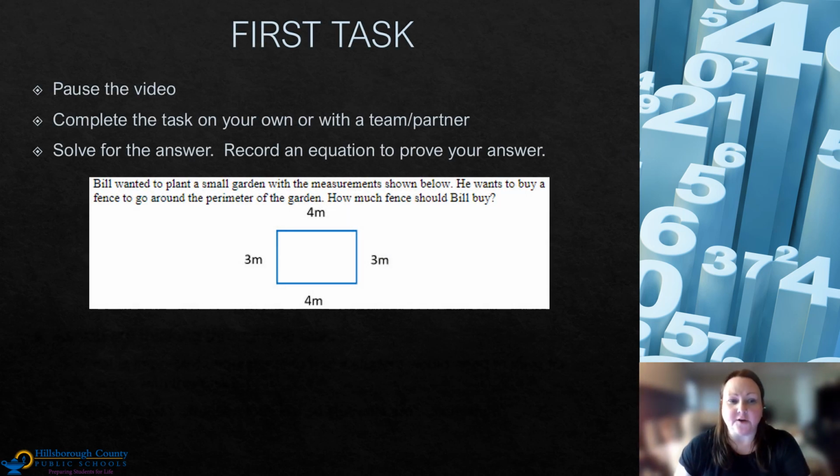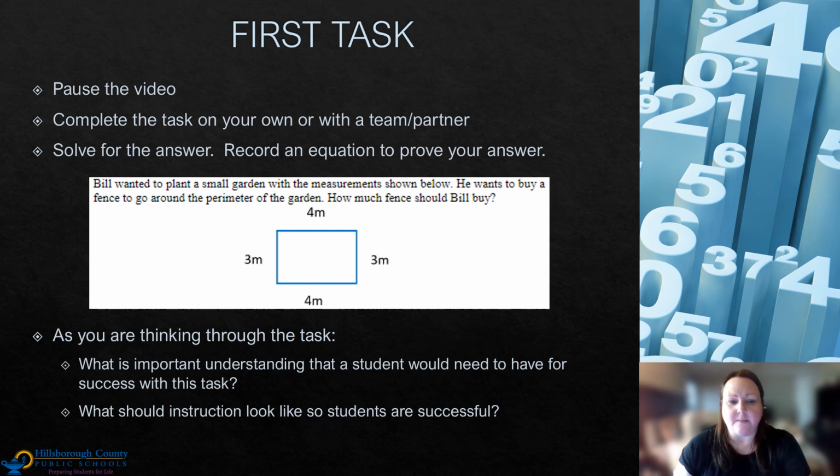So for your first task, you're going to pause the video and complete the task either by yourself or with a team or partner. Solve for the answer and record an equation to prove your answer. As you're working through the task, think about what important understanding a student would need to have success with this task, and what instruction should look like so whenever they're given a task like this, they're successful. Once again, pause the video and take some time to solve that.